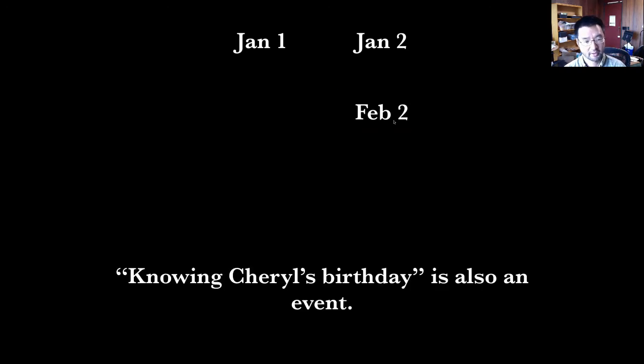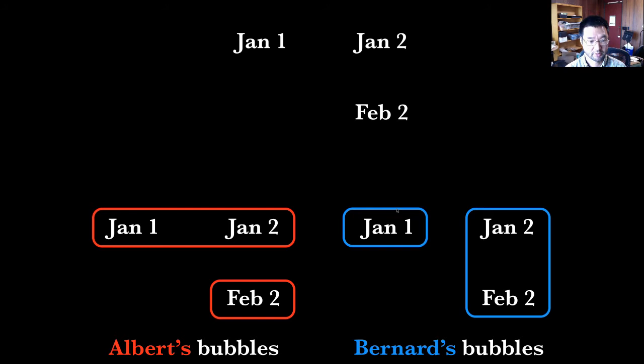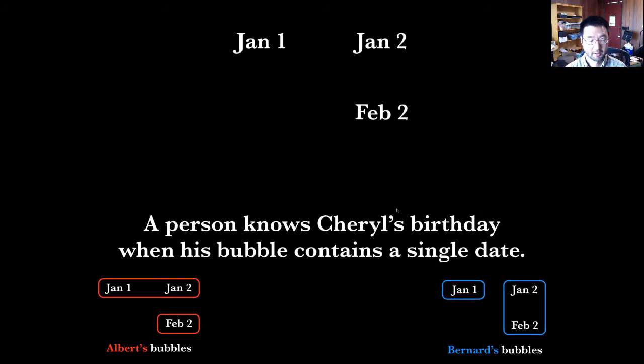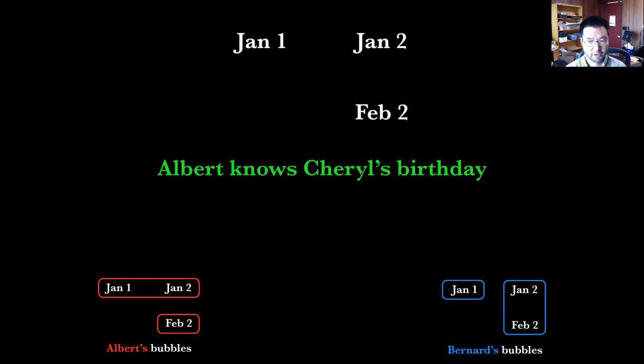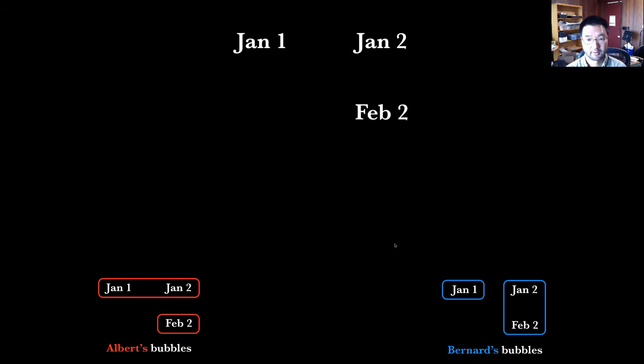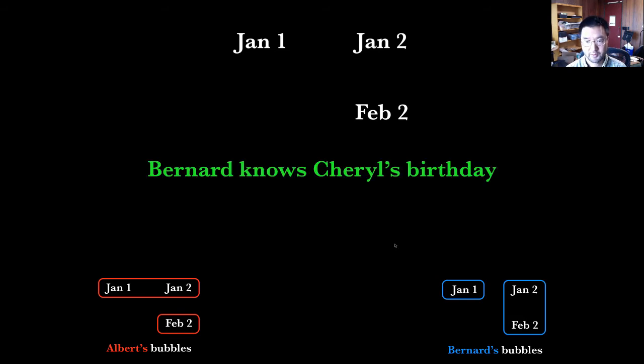Okay. What's interesting is that knowing Cheryl's birthday is also an event. Okay, so let's take our bubbles again. So when does a person know Cheryl's birthday? Okay, a person knows Cheryl's birthday when his bubble contains a single date. So for example, Albert knows Cheryl's birthday when Albert's bubble contains a single date. Just February 2nd, right? At February 2nd, that's when Albert knows Cheryl's birthday. At January 1st and January 2nd, Albert wouldn't know Cheryl's birthday. Okay. How about Bernard? When does Bernard know Cheryl's birthday? Well, you just look at Bernard's bubbles, and the only bubble which has a single date is January 1st. That's when Bernard knows Cheryl's birthday.